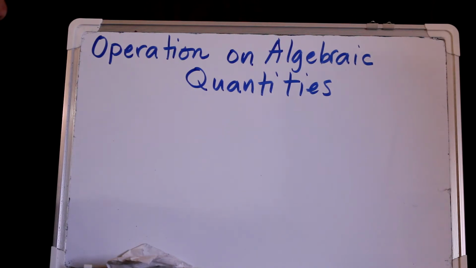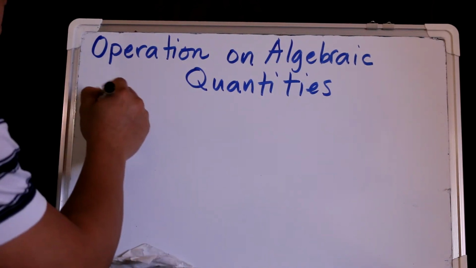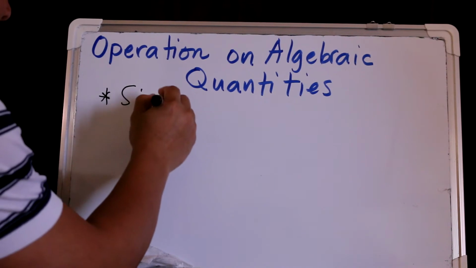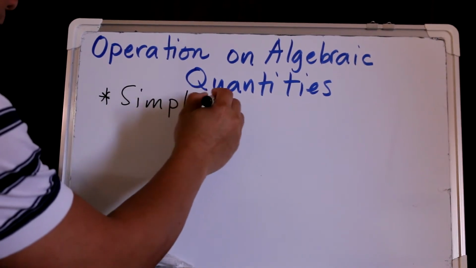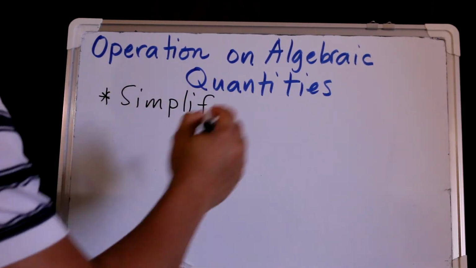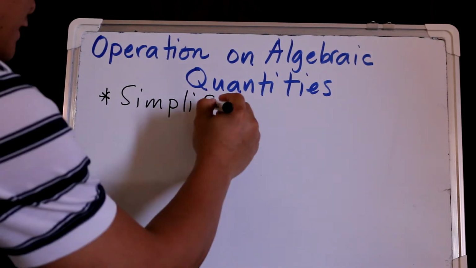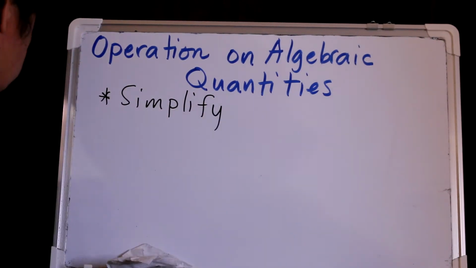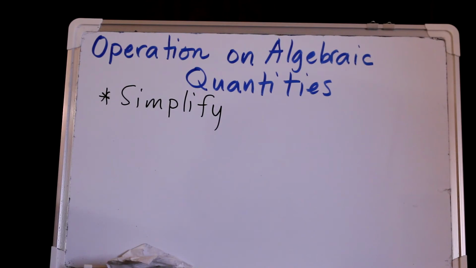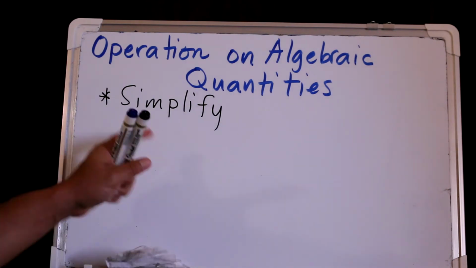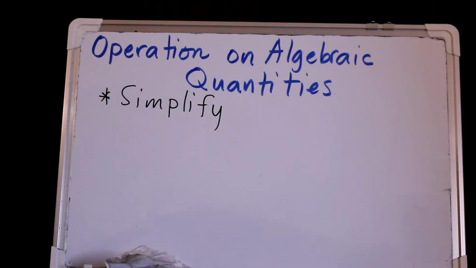Test paper is this word, simplify. So you'll start with simplifying algebraic expression. After simplifying, you might solve the equation and so on. So for this, we will start with simplifying.